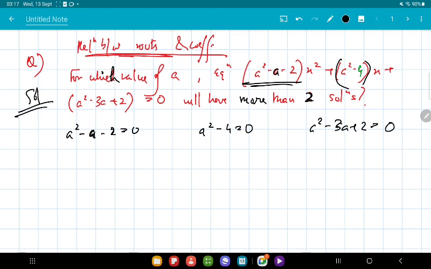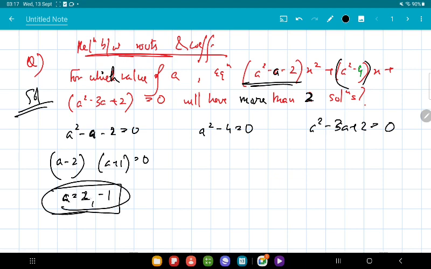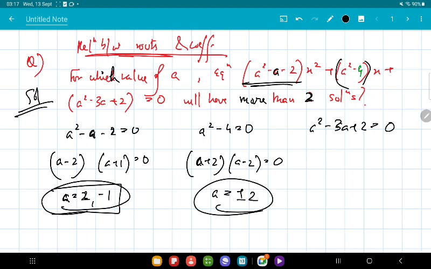Once you solve this, by splitting the middle term or the factorization method, you can solve a is equal to 2 and minus 1. This is what you are getting. Then a plus 2, a minus 2 is equal to 0, so a is equal to plus minus 2. And for a square minus 3a plus 2, once you resolve this, you will get a minus 1 and a minus 2 is equal to 0. These are the values of a for your answer.